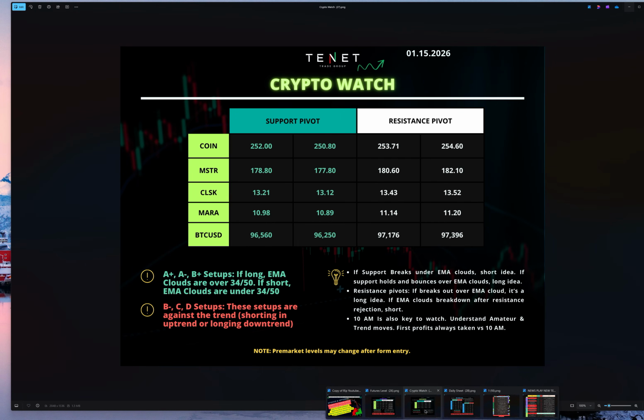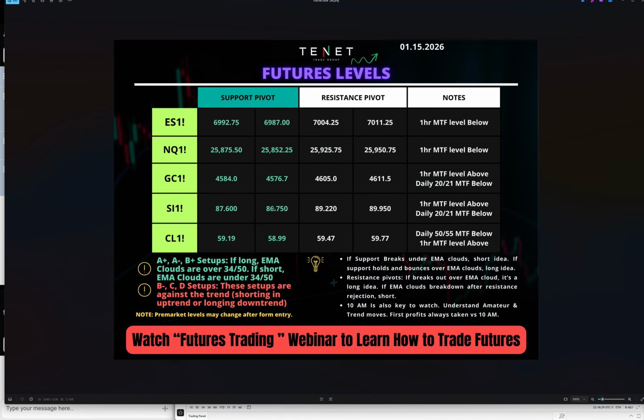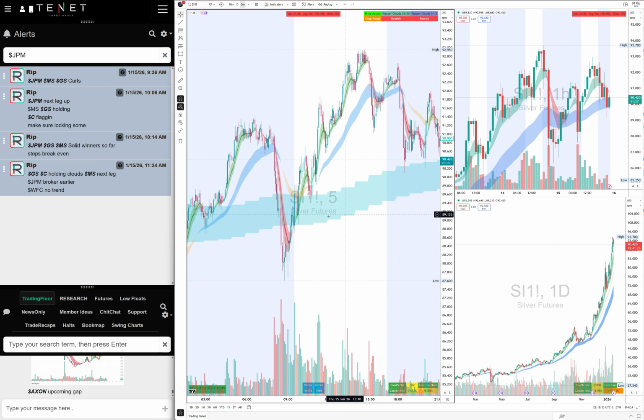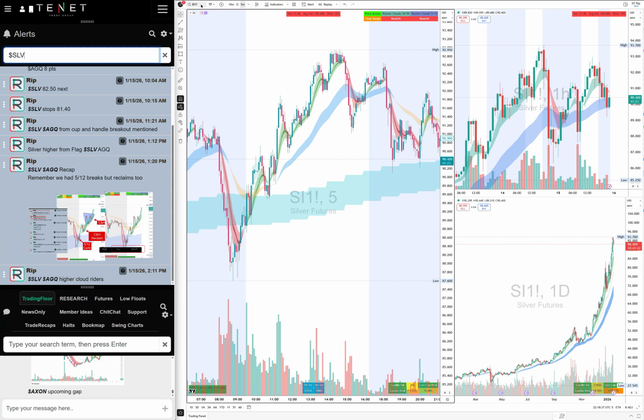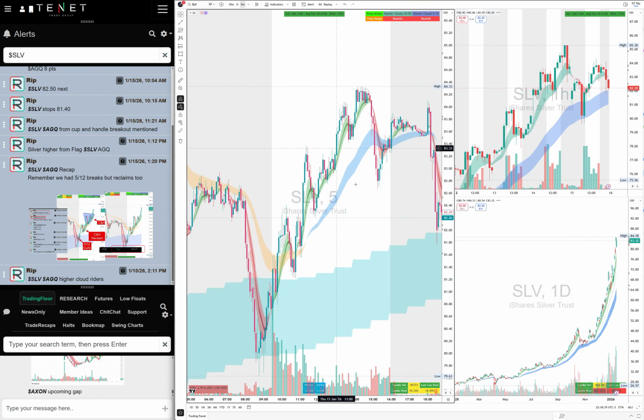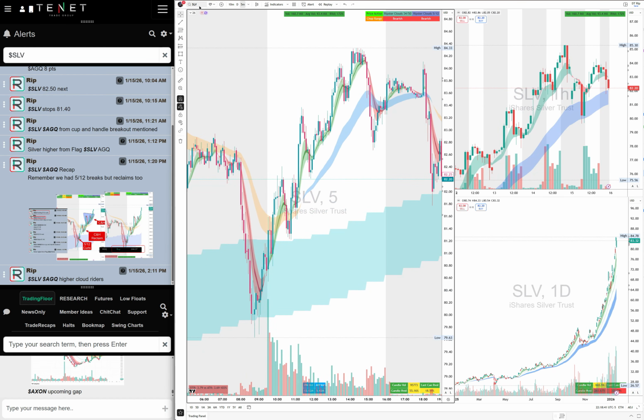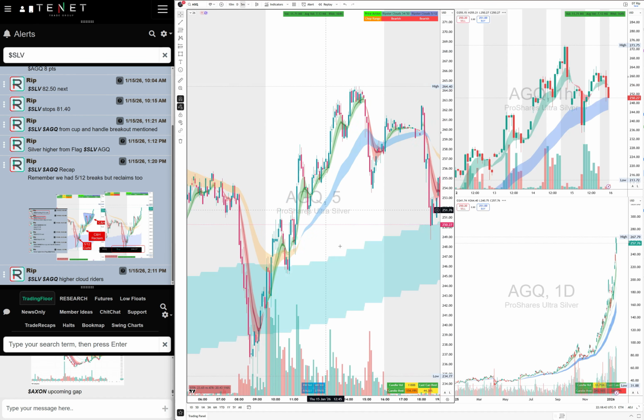Then we will also look at the ETF. So silver support 89.90, 89.22, 89.95. Once those levels are cleared, it became a long. But let's look at my guidance here. You could also trade the silver ETF, which is SLV. That's what we are trading. You could also trade the leveraged ETF, which is AGQ, so it moves faster. That's what I like to trade.